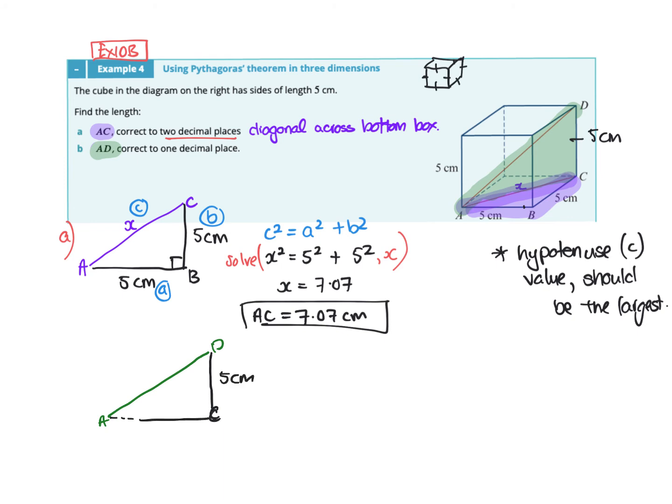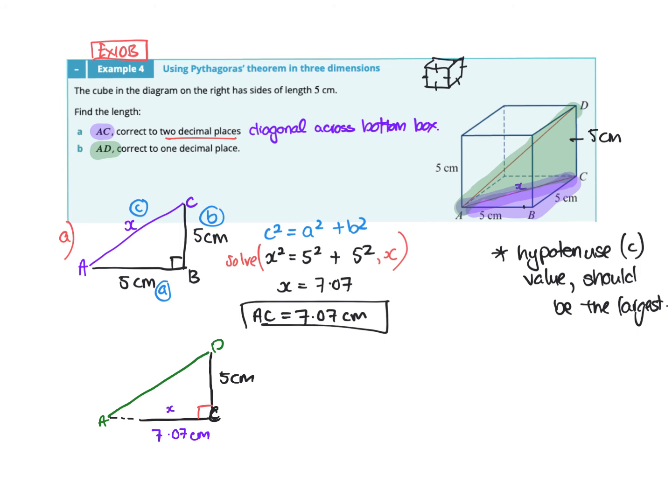So you just found out what AC is, because you can see in our diagram we called that X, yeah? So we already know what that is, so we might pop that in. We've found that to be 7.07. So we needed to find that bottom one before we can get this one on the top. And now we've got this right angle triangle here.